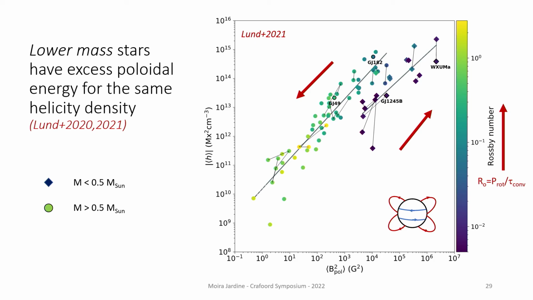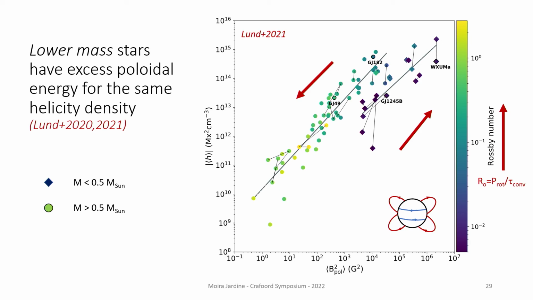The color here now is the Rossby number, this proxy for rotation rate, and it increases as you go up this branch and as you go down this branch. So what's happening here? Well, it seems that these low mass stars, these ones here, are discrepant in some way. If you take two that have the same helicity, they're on a line here, the low-mass stars have got a lot more toroidal magnetic field. They've got a lot more magnetic energy for the same helicity. So that suggests they're not very good at generating helicity.